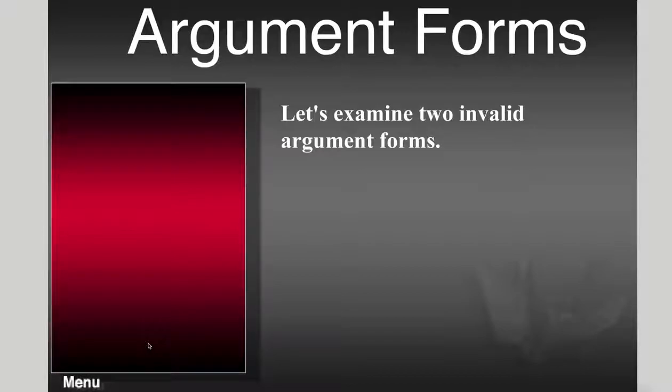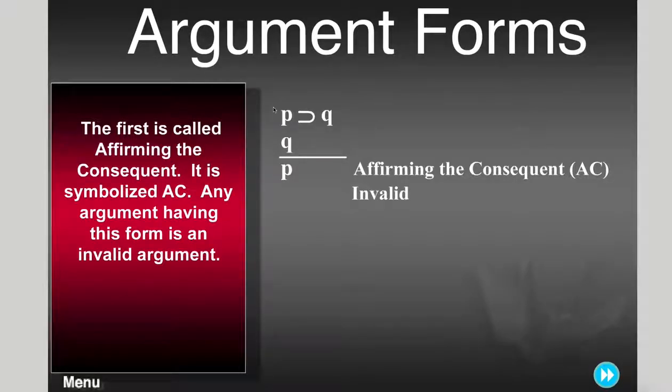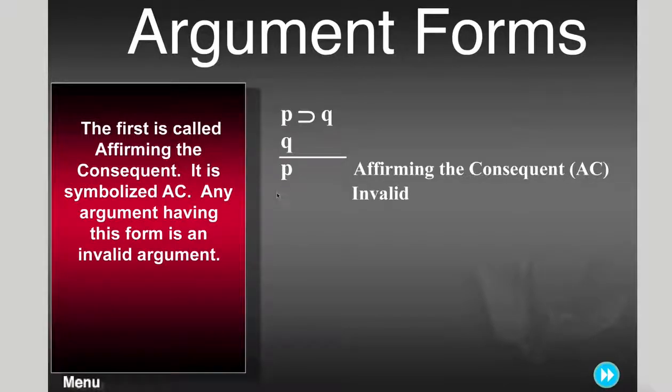So now let's look at some invalid argument forms. The first one is going to be affirming the consequent. Affirming this, saying this is true. Because remember, what we're doing here is, if this is true and this is true, we're saying this has to be true. But when we find out that actually, this would be a line that was false.